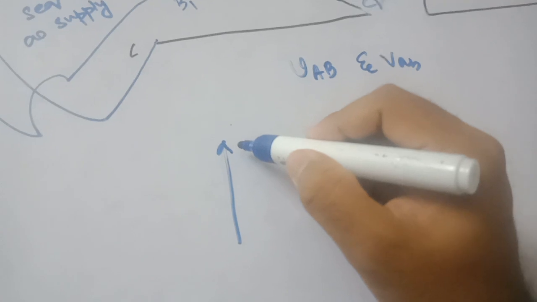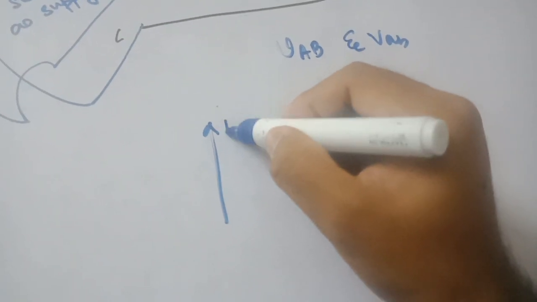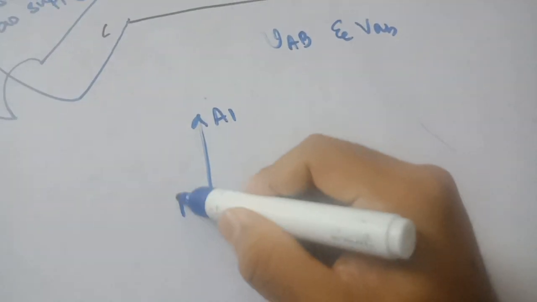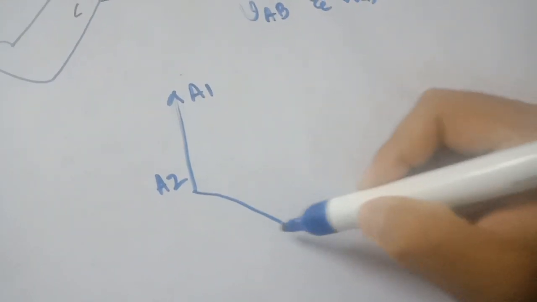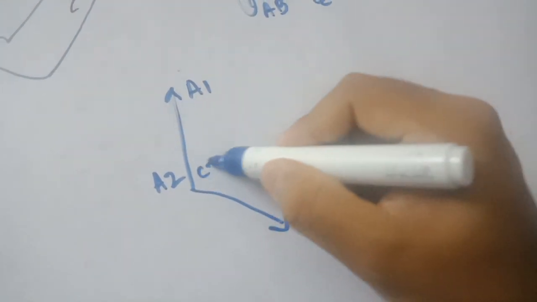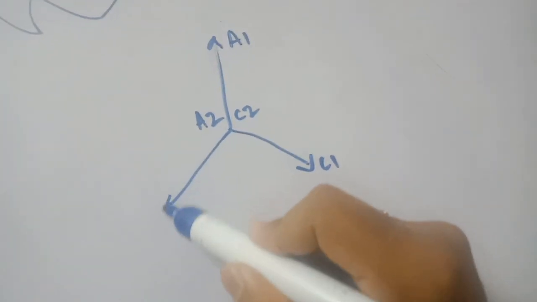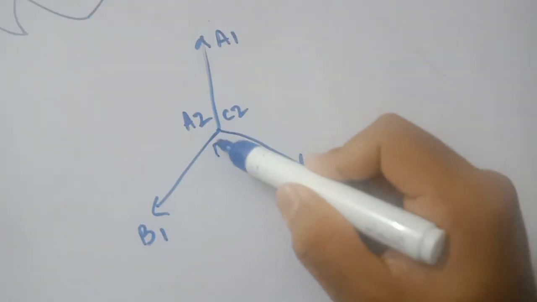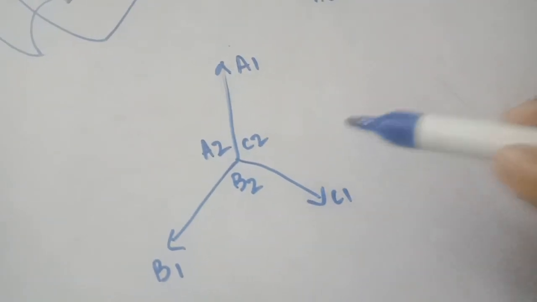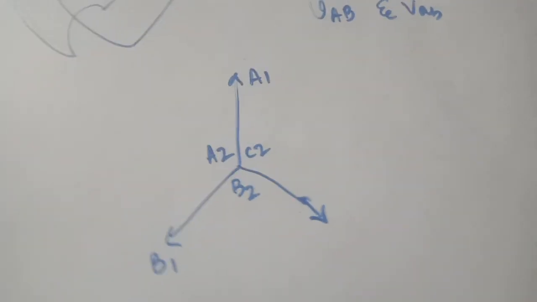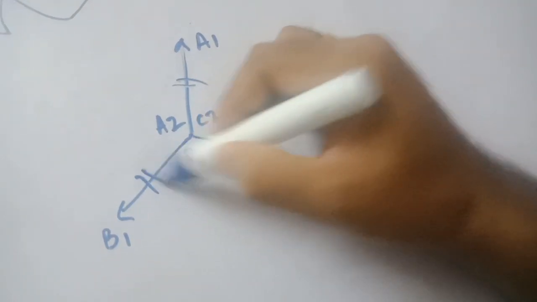Here the spatial vector notation will be: this is A1, if I take this as E1, this is A2. Here it would be C1 and this is C2. Why C1? Because it is a negative sequence. Now this is B1 and this is B2. So they are 120 degrees apart and balanced, and each vector length is the same. I am not drawing exact lengths, but you might understand that all vector lengths are the same. Now the game begins.